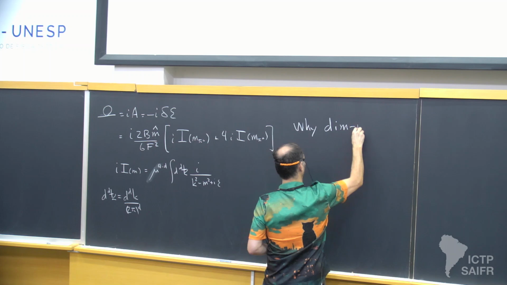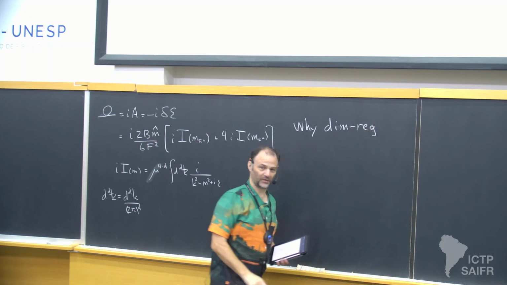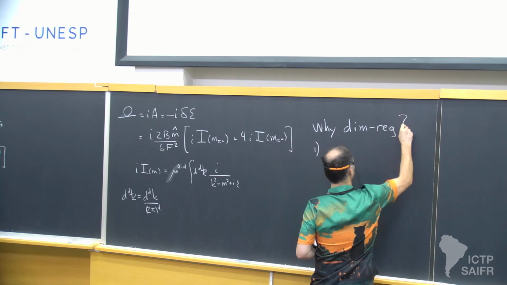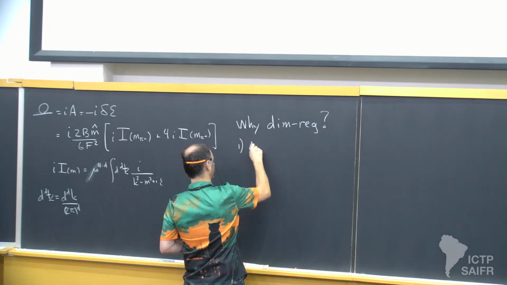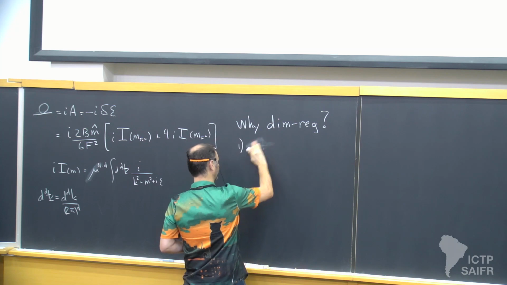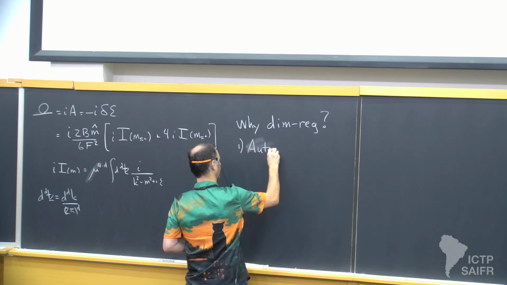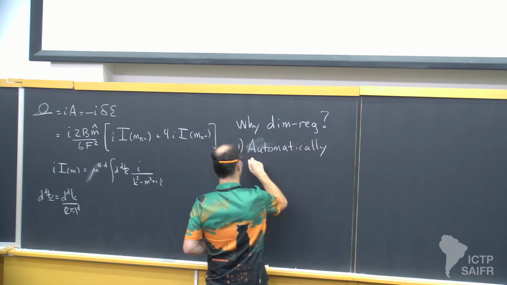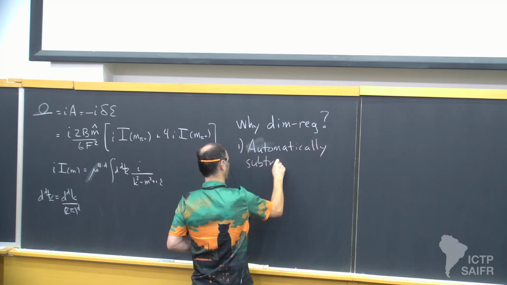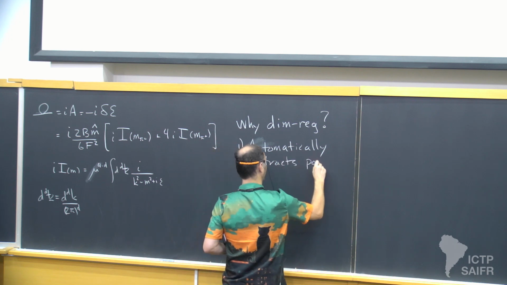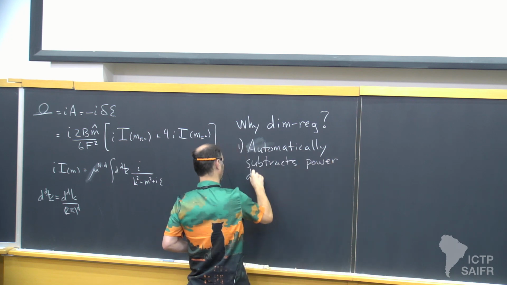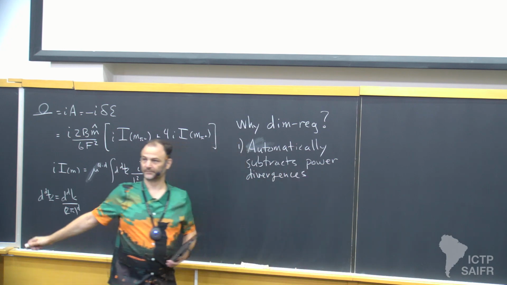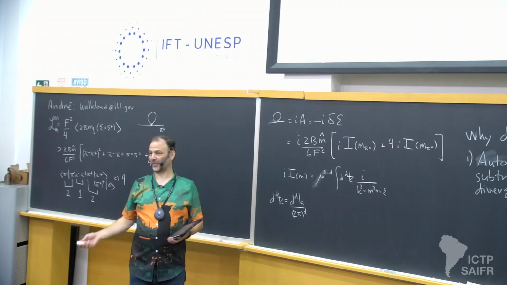Everybody, I think, calls it dim reg for short because it's much quicker to write. Number one, it's automatically, we'll see this in detail, it automatically subtracts power divergences. Do you guys know what power divergences are? Everybody knows what power divergences are?